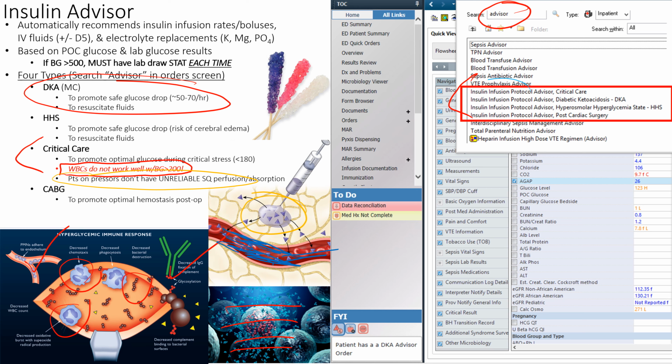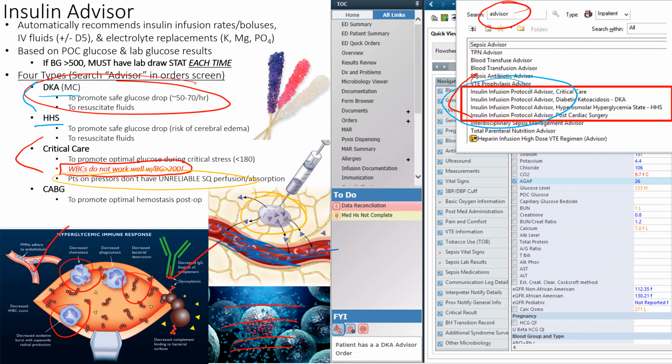This usually gets started by the provider, but sometimes you have to hold their hand, or you have to let them know, hey, can we switch to this one? Because I noticed you said HHS, or you ordered DKA. You said in your note you wanted DKA, but then you ordered HHS, so we had to switch it around, right? So DKA protocol is to promote a safe drop in your glucose, about 50 to 100 points per hour.